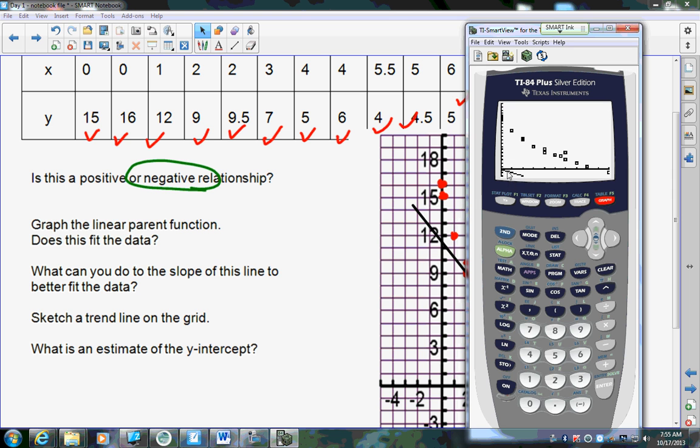Now it's going down. I need to shift this up. I need a constant. I need to change the y-intercept. I need to raise it up. Anybody got a suggestion? Plus 9? We can try plus 9.